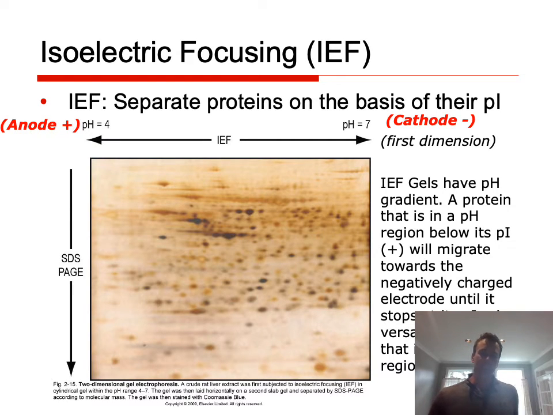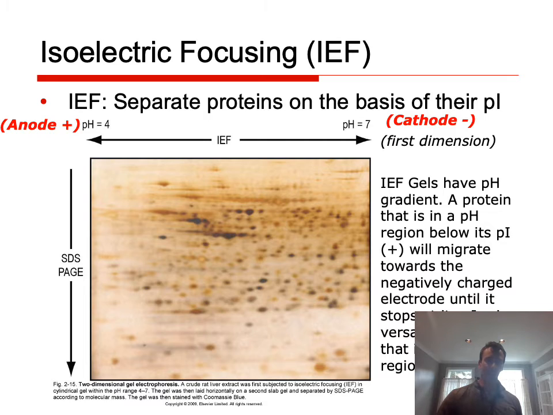Isoelectric focusing separates proteins on the basis of their pI. Sometimes you'll see two-dimensional gels. This is kind of going out of favor now because of the use of mass spectrometry, which I'll talk about in a minute. But if you focus on the horizontal direction first, you can use isoelectric focusing. The gel itself has a pH gradient, and so a protein that is in a pH region below its pI will migrate towards the negatively charged electrode until it stops at the pI. So basically it focuses it to its isoelectric point.